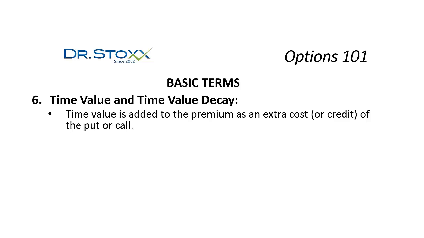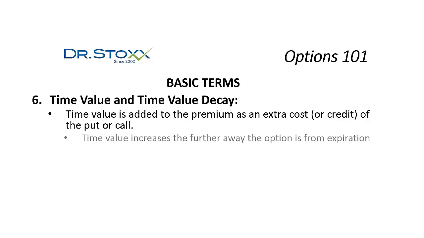Time value is added to the premium of a call or put as an extra cost, or a credit if you're selling the call or put short. Time value increases the further away the option is from expiration. So the time value of a call option that is 3 months away from its expiration date is going to be a lot more than that same call option at the same strike price that's only 1 month away from expiration or only 1 week away from expiration. So the closer you get to expiration, the smaller the time value becomes.